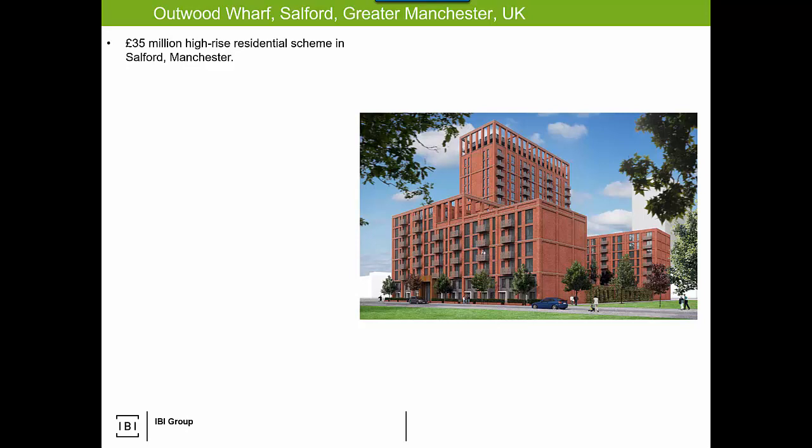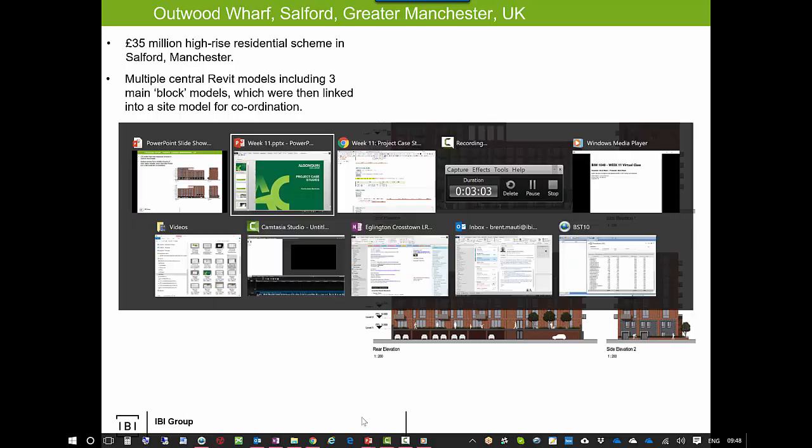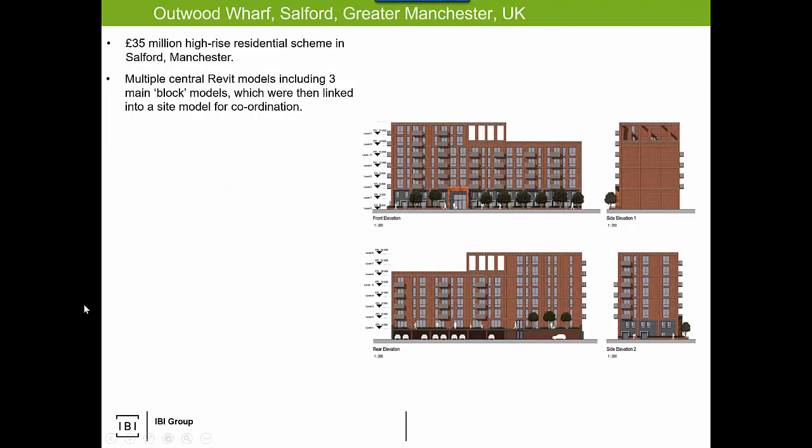How does that actually happen? Another project, it's a high-rise residential scheme in Manchester. This was interesting. There were multiple block models that were linked to an overall site model for coordination. So they allowed the buildings to work and facilitate themselves as isolated buildings, and then they were fused together for overall site coordination. Then they used the 3D capabilities to explore different facade treatments quickly to come to a complete resolution on what they actually wanted to achieve.